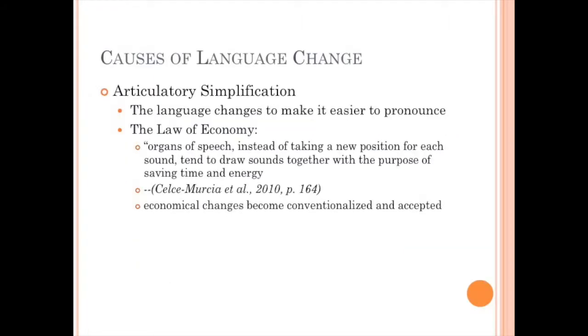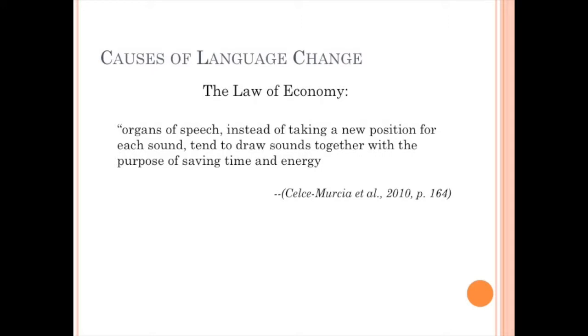One of the causes of language change is articulatory simplification. The language changes to make it easier to pronounce. There are words that are hard to pronounce that become easier to pronounce. One explanation for it is the law of economy. The organs of speech, instead of taking a new position for each sound, tend to draw sounds together with the purpose of saving time and energy. Over time, many of these economical changes may be conventionalized and accepted.